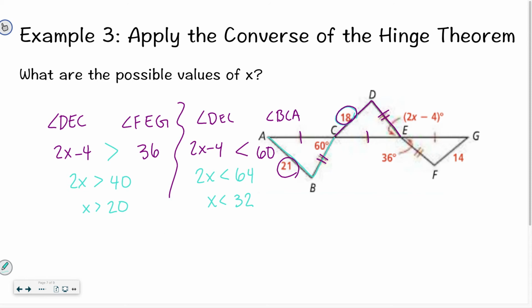Now that I have those two, I'm going to write a single inequality, just like I did in the last section. X is greater than 20 and less than 32. So those are my possible values for x.